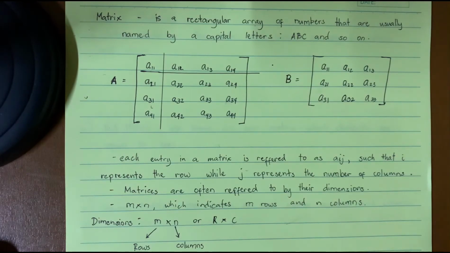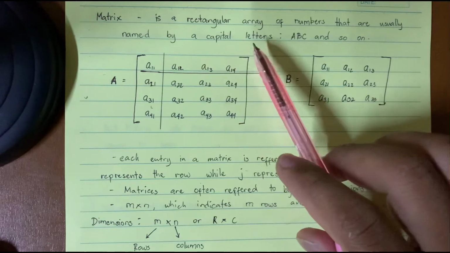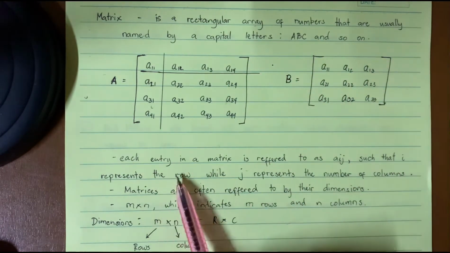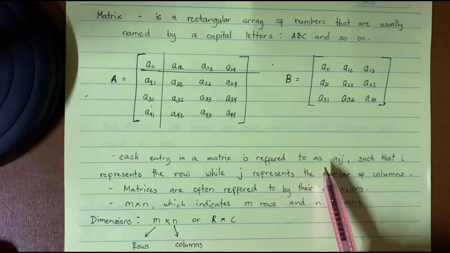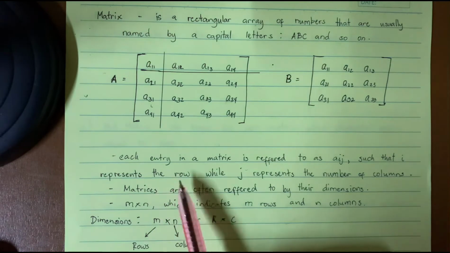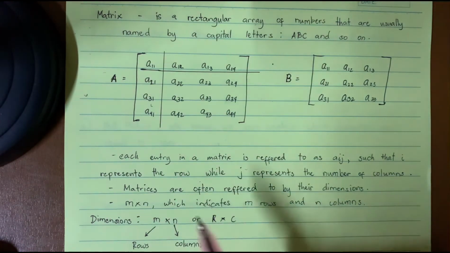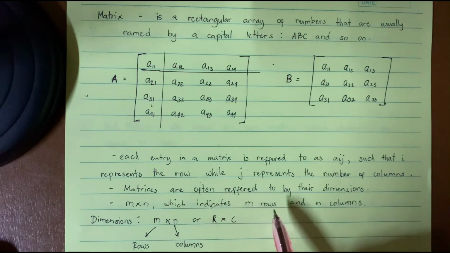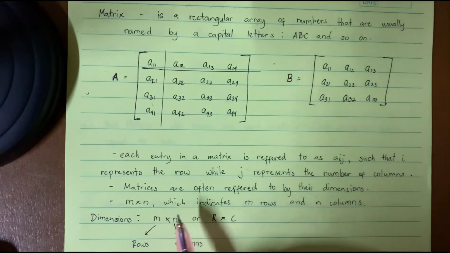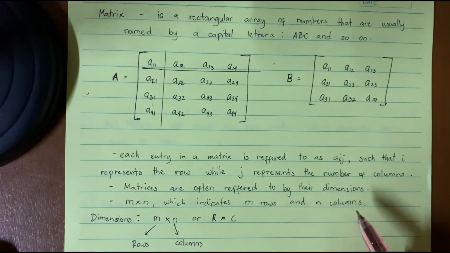A matrix is a rectangular array of numbers that are usually named by capital letters A, B, C, and so on. Each entry in a matrix is referred to as Aij, such that i represents the row while j represents the column. Matrices are often referred to by their dimension, m times n, which indicates m rows and n columns.